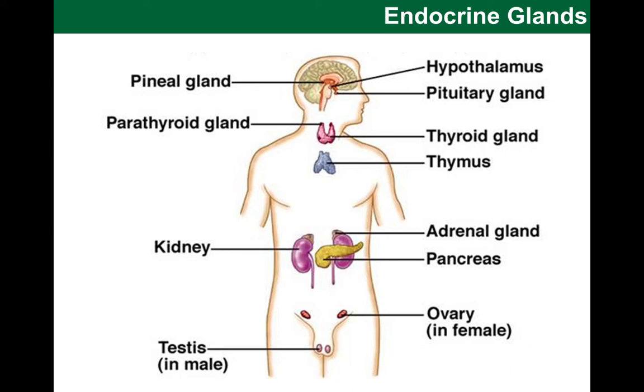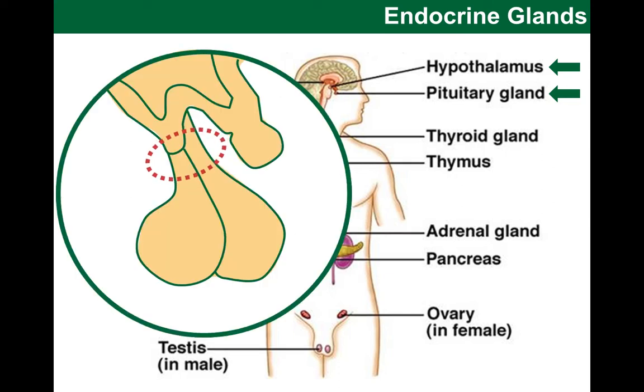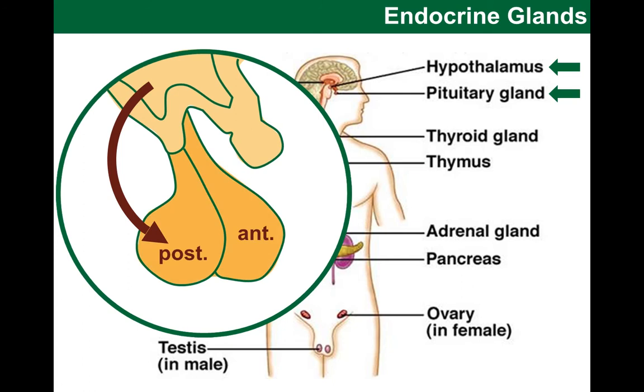Let's start with the hypothalamus and pituitary gland, as they are so closely linked. The hypothalamus and pituitary gland are connected via the infundibulum. The hypothalamus secretes many hormones, some of which then act on the pituitary gland. The pituitary gland is actually divided in two parts, the posterior and anterior pituitary gland. The posterior pituitary gland is under neural and endocrine control from the hypothalamus.